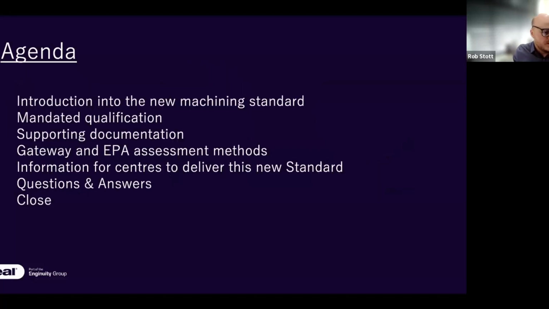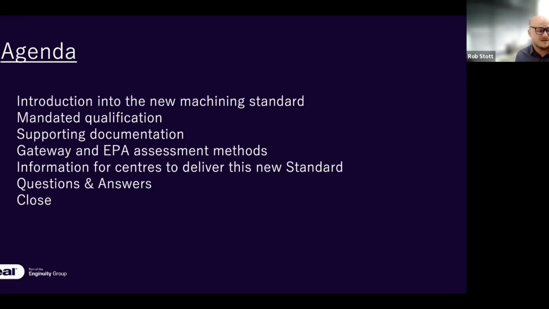So let's just have a look at the agenda this afternoon. We're going to be looking at an introduction into the new machining standard, looking at what the current standard is, but also drawing some comparisons to the old standard as well. Cameron's going to be looking at the mandated qualification, so looking at units and pathways within that qualification. Supporting documentation, we have got a digital learning resources offer, which we've currently just started, so we'll be talking through that as we move through the slides.